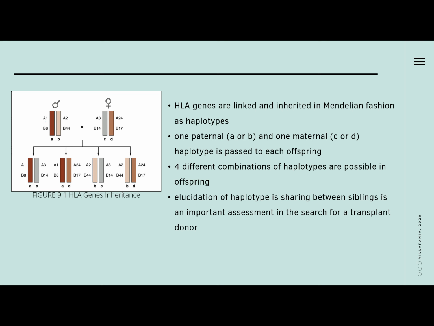So ito, tingnan nyo to, class. So you have your A1, B8, A2, B4. This is for the father, and this is for the mother. So there are four different combinations that would occur.